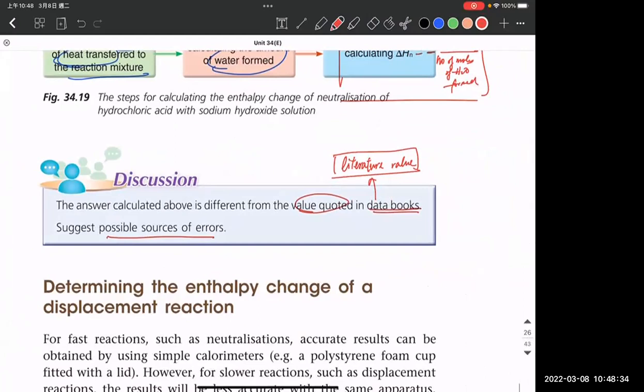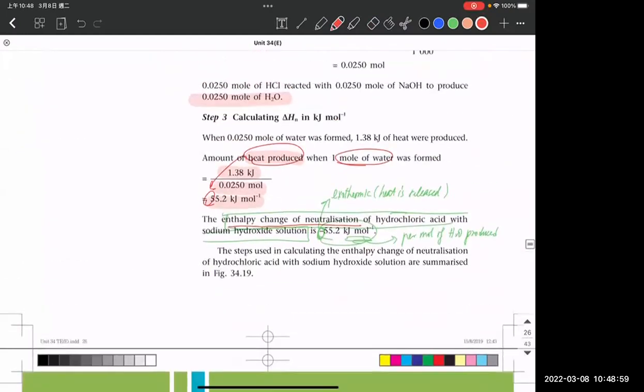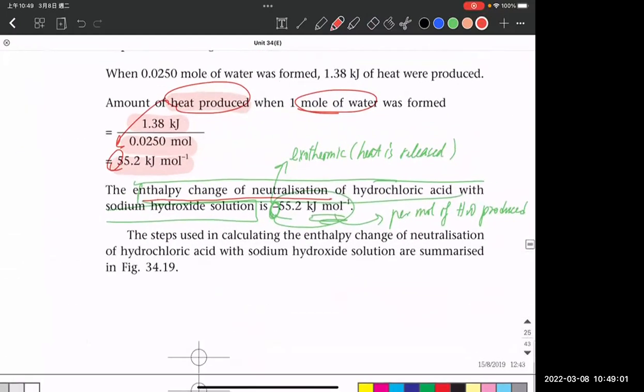What is the sign of the data? Minus, negative. 57.3, is it, or 57.1? 57.1, okay. The unit is kilojoule per mole. So this is the literature value, while what you calculated is minus 55.2 kilojoule per mole.